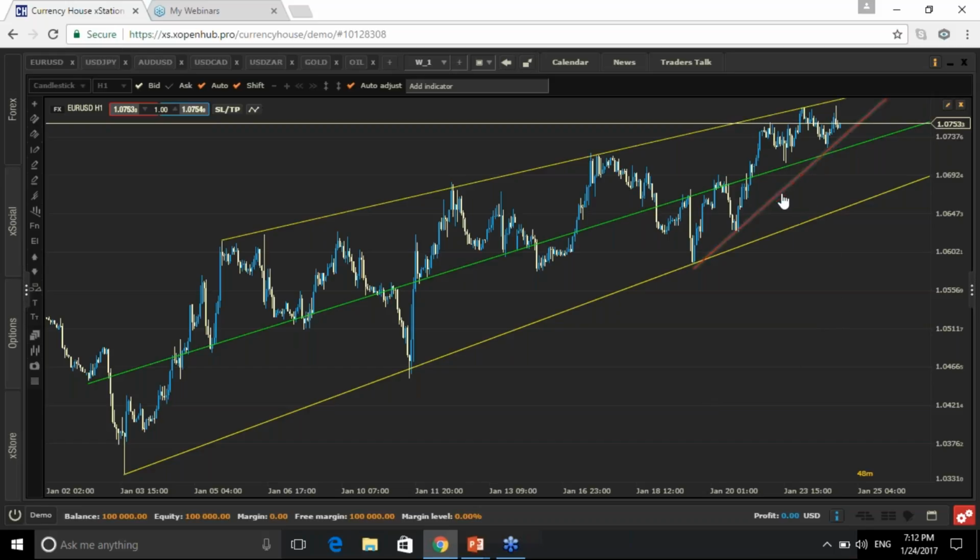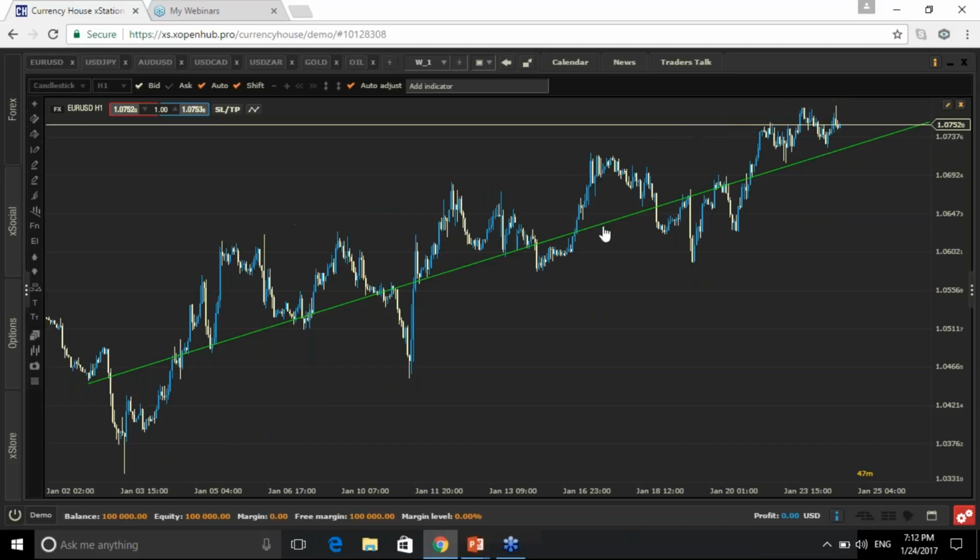Now let's try to delete all of these lines. I just want to show you a couple more things as we have this example open. Okay, I will leave this green line. I really like it. The price has touched it so many times and it's really good and very symmetric.